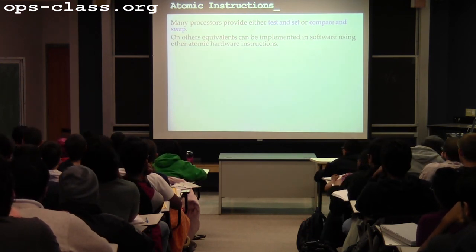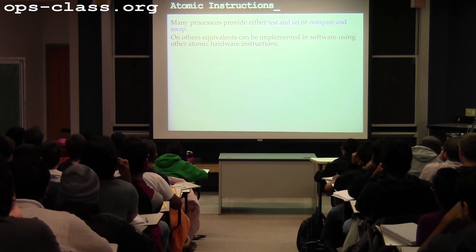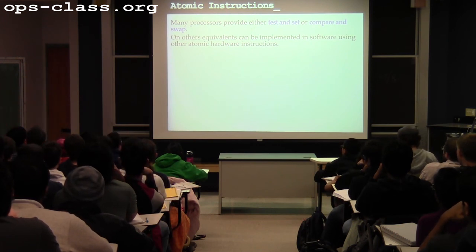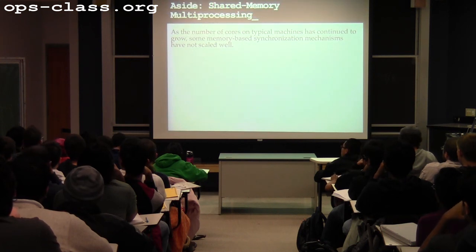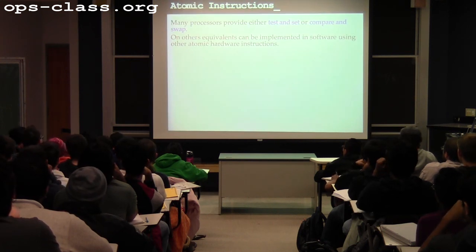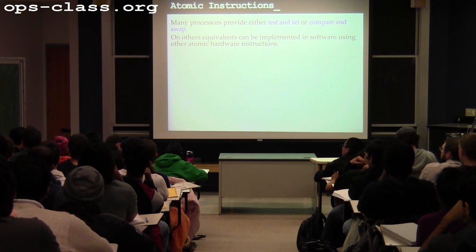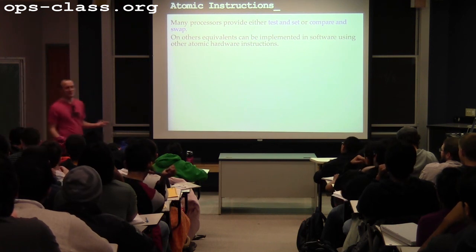All right, so most processors provide either one of these instructions. And on some systems, what we do is we implement something like this in software using lower level instructions that provide similar guarantees, right? So I can't remember, what does OS-161 provide? Is it test and set? Yeah, there's something called test and set too, which I can't remember what that does, except maybe it does another test.